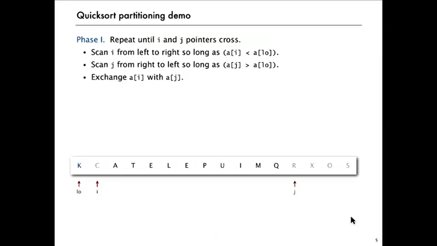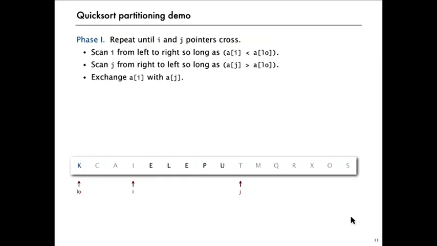Now we increment i as long as it's pointing to an element that's less than the partitioning element. Stop here at T because that's bigger. And now we decrement j as long as it's pointing to something that's bigger than the partitioning element. Stop here at I because that's less. Again, T and I are in the wrong places. If we exchange them, we'll maintain the invariant that everything to the left of i is less than the partitioning element, or nothing to the left of i is greater than the partitioning element, and nothing to the right of j is less than the partitioning element.